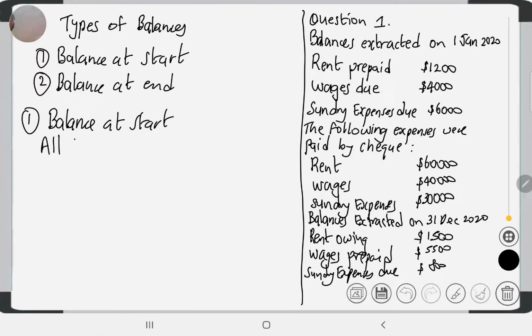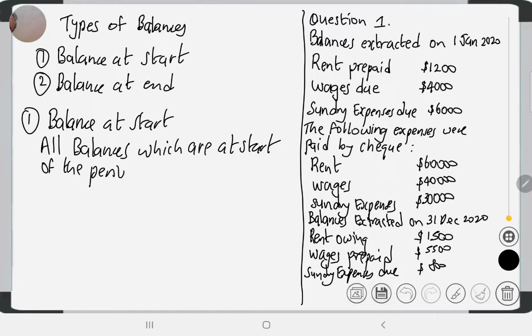All balances which are at the start of the period will be recorded above the total.